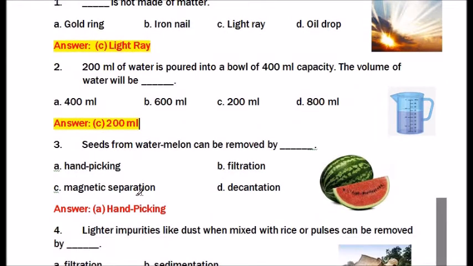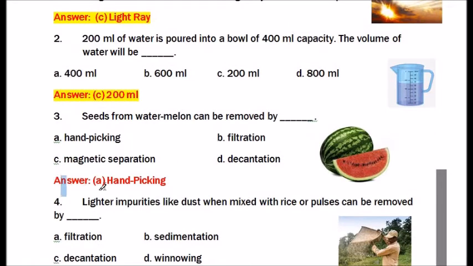Moving to question number 3. Seeds from watermelon can be removed by dash. Options are A, hand picking, B, filtration, C, magnetic separation, and D, decantation. The answer is hand picking.